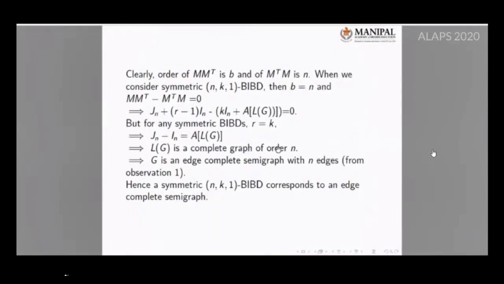So when the line graph is a complete graph, what about G? We have already noted that G is an edge complete semi-graph with n edges. That observation is the first thing we noted. Hence, a symmetric (n, k, 1) BIBD corresponds to an edge complete semi-graph.